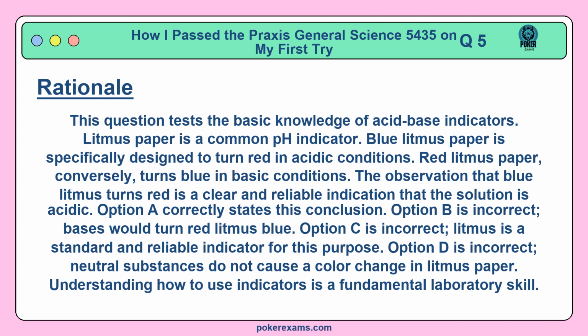Option B is incorrect. Bases would turn red litmus blue. Option C is incorrect. Litmus is a standard and reliable indicator for this purpose. Option D is incorrect. Neutral substances do not cause a color change in litmus paper. Understanding how to use indicators is a fundamental laboratory skill.